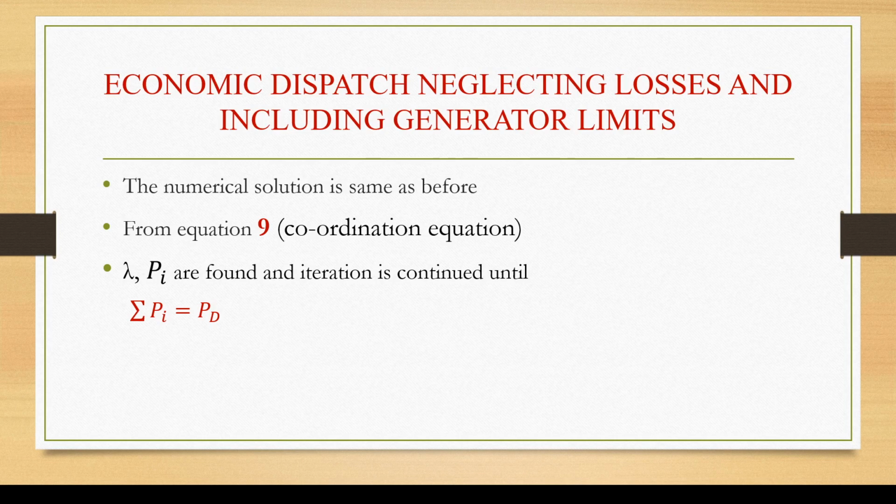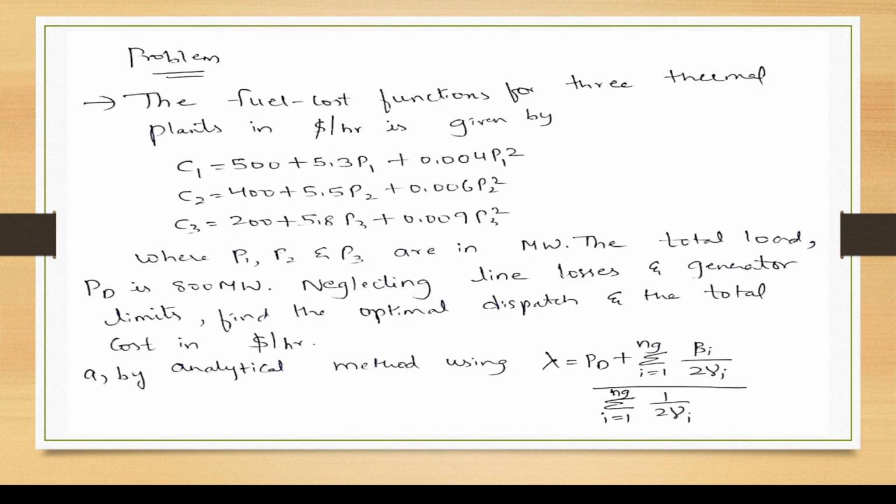So lambda and Pi will be found and the iteration will be continued till summation Pi is equal to PD. Let us see a numerical based on this topic.